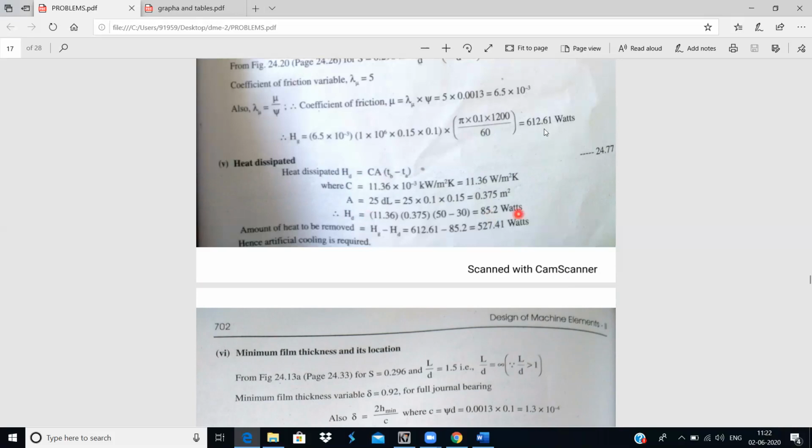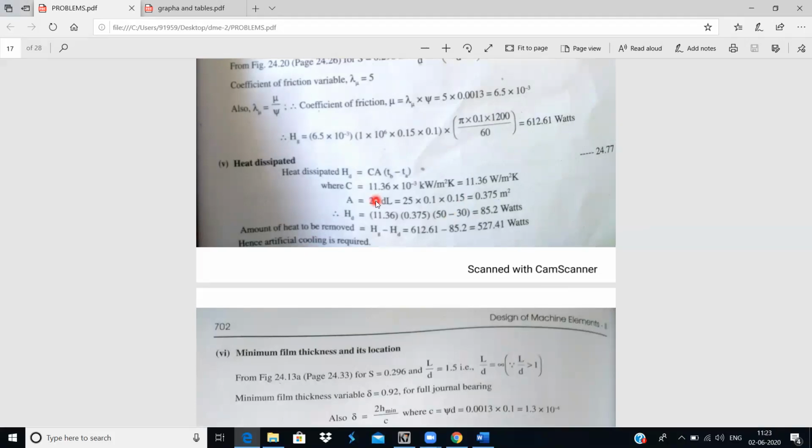Now see, the amount of heat generated is more compared to the heat dissipated, hence the artificial cooling is required. Hence we are going to find out the amount of heat to be removed, hg minus hd. So 527.41 watts of heat we are going to remove from the bearing with the help of the artificial cooling. Hence artificial cooling is required, because hg is greater than hd. Sure. So in this way we are going to find out hg and hd, and then we are going to check whether the artificial cooling is required or not.